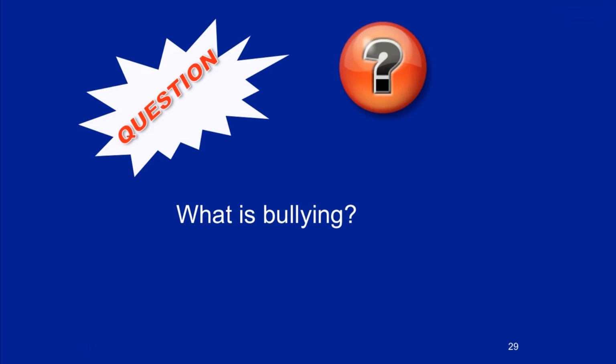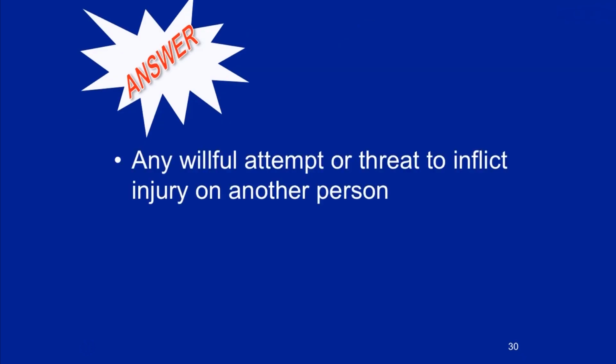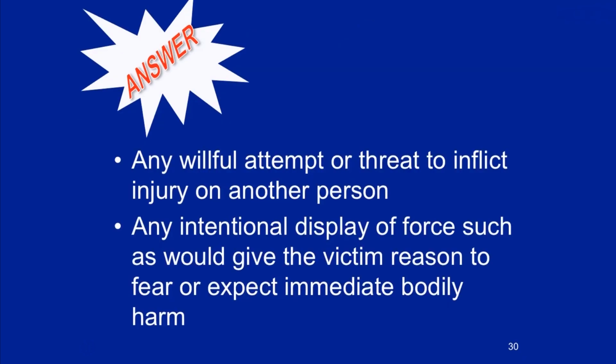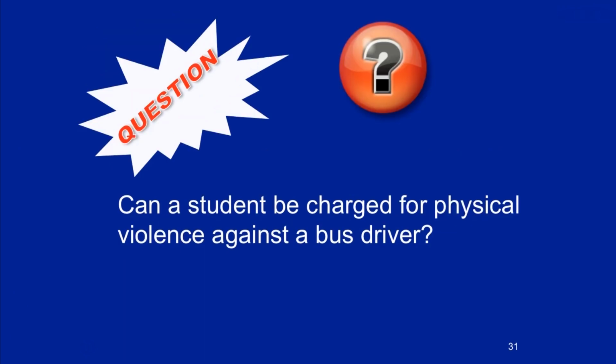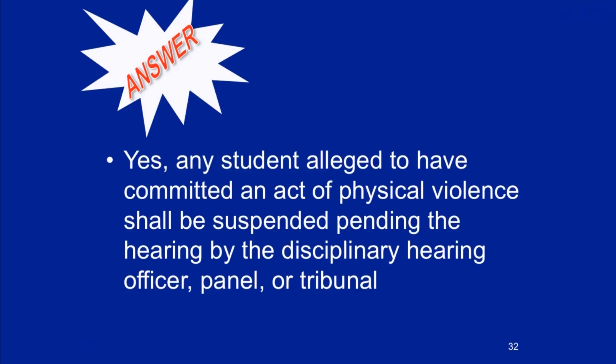Okay, what is bullying? Any willful attempt or threat to inflict injury on another person, along with any intentional display of force, such as would give the victim reason to fear or expect immediate bodily harm. And again, if you're asked this multiple choice question later, we will also tack on to that, deliberately excluding somebody from a social event.